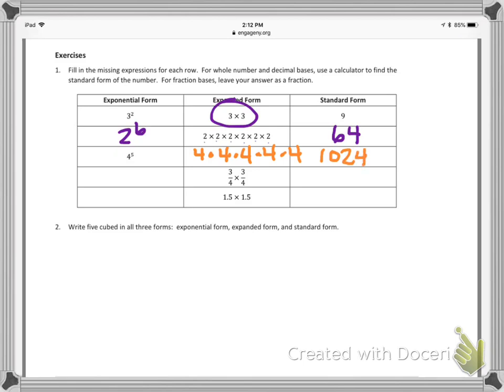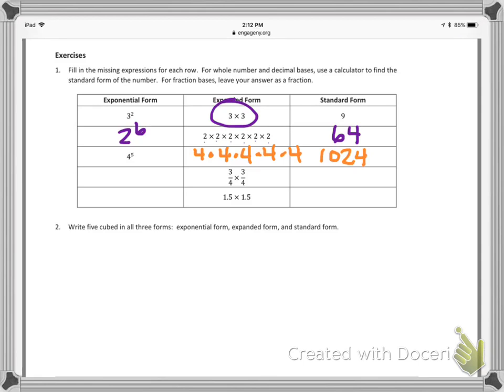You can check my math. I think that's right. But it's a big number. Exponential form turns into some big standard forms very quickly. The power of exponential growth, and we'll talk about that another time. Okay, moving on. Next we have expanded form.